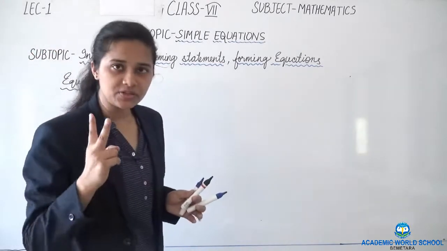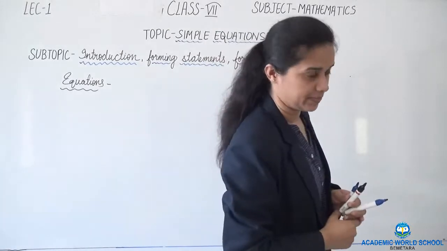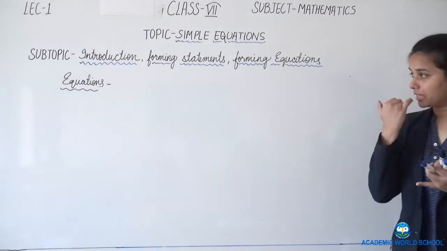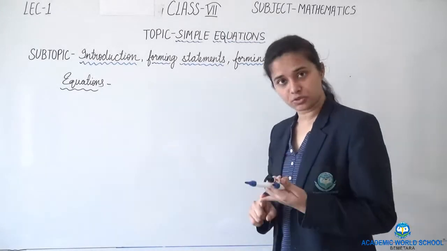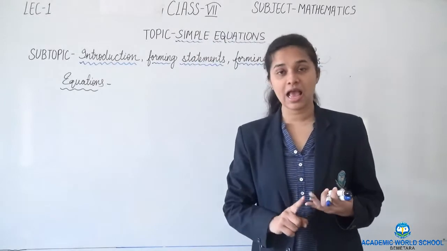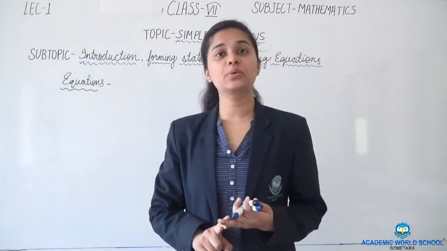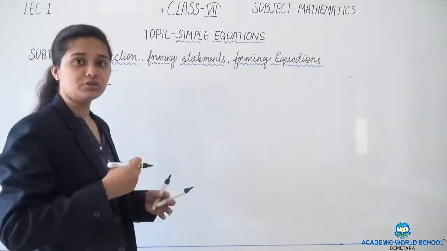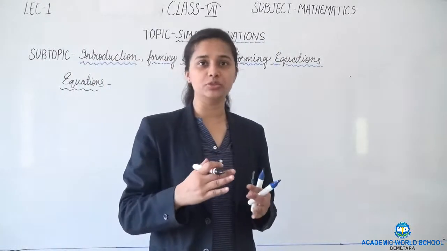Now, an equation consists of two things. First, it should have at least one variable, and second, an equal to sign. Students, you need to note down all this in your notebook.